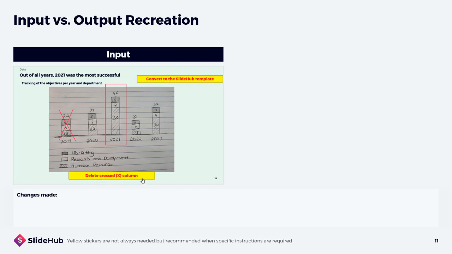Now we have this input example for the output recreation slide, and you can see here the client left some yellow instructions for us, which we call yellow stickers. So the first instruction is to convert this green template to the SlideHub template, and we also have to delete the content that is crossed out with an X, and we have this highlight here on this column.